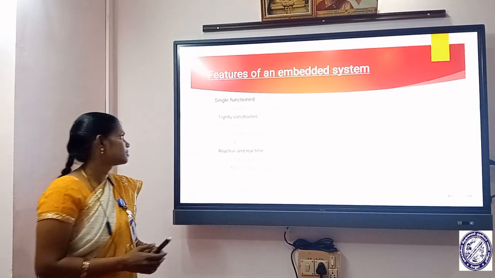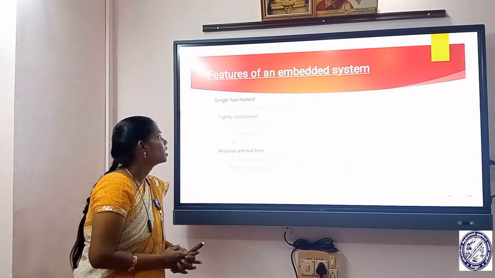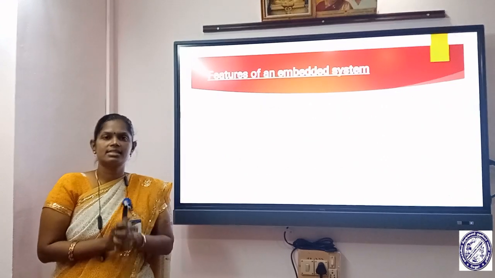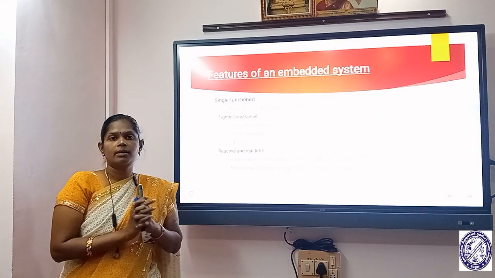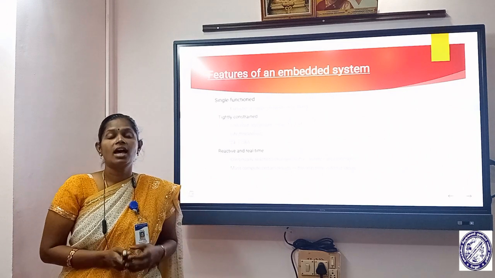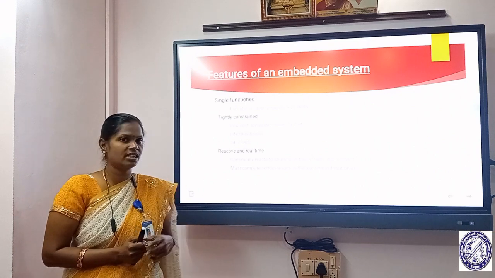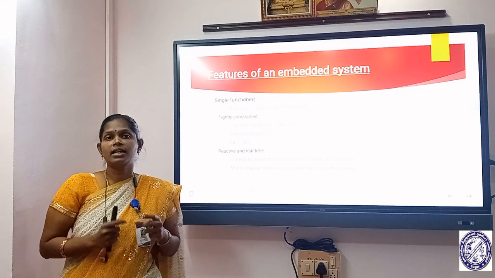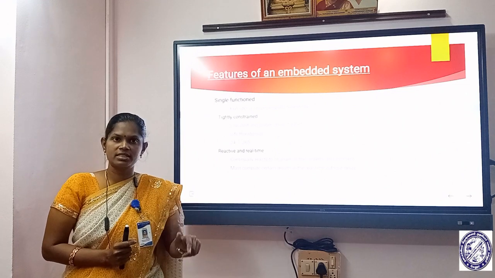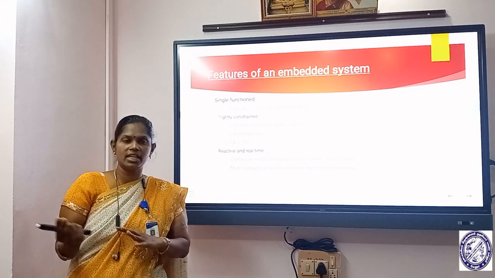Features of an embedded system. What are the features? Here I am listing three features. The first one is single function: it executes a single program repeatedly. An embedded device, as I said, is for a single program purpose. For example, take a TV remote. We use a TV remote daily: switching the TV on and off, changing channels and increasing or decreasing the volume, everything in a single remote. But we can't take that remote and operate an AC, because the TV remote is designed only for the TV and the AC remote is designed for the AC. We have a separate remote control for the AC.